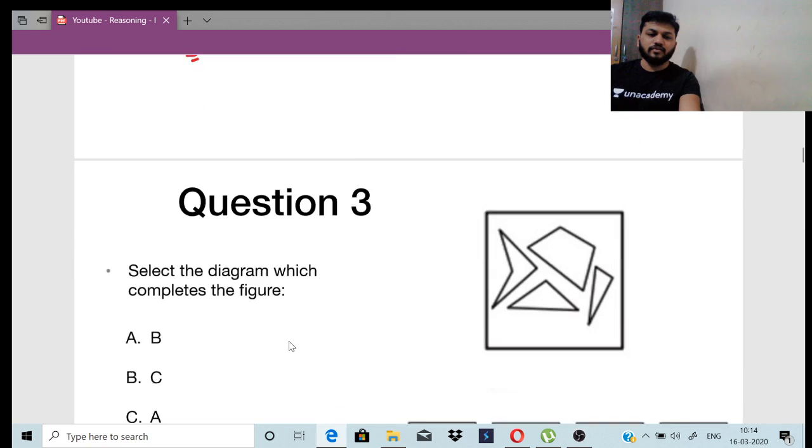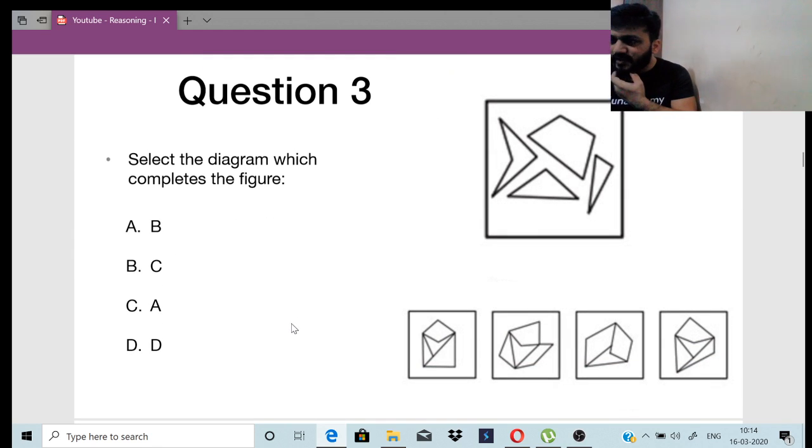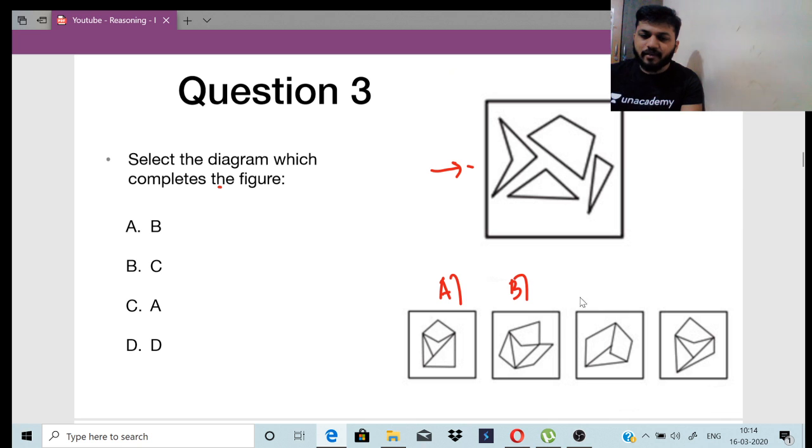Okay, thank you. Right, question 3. Select the diagram which completes the figure. So this is the figure. It is completed by which diagram? A, B, C, D. Tell me in the options. The options are jumbled, so answer carefully. It is not A, B, C, D. I have written it as B, C, A, D. So which one of these completes it?